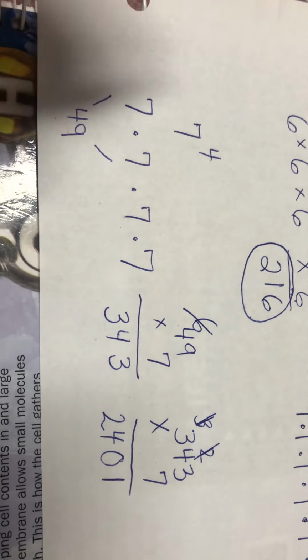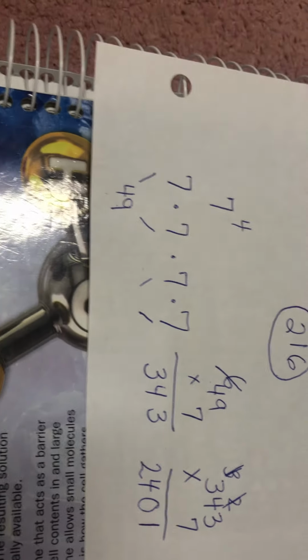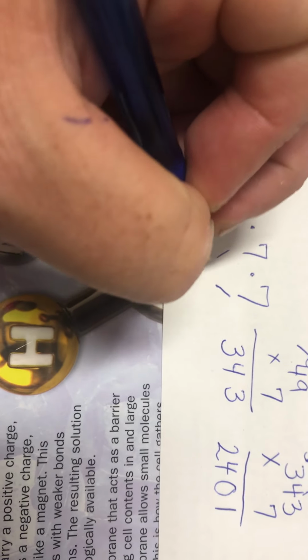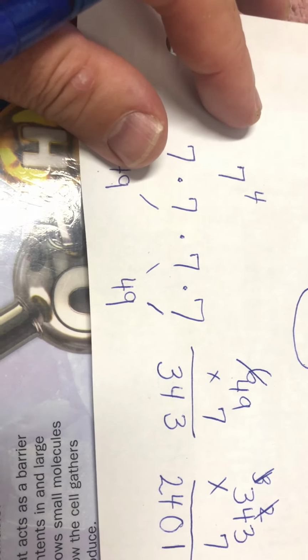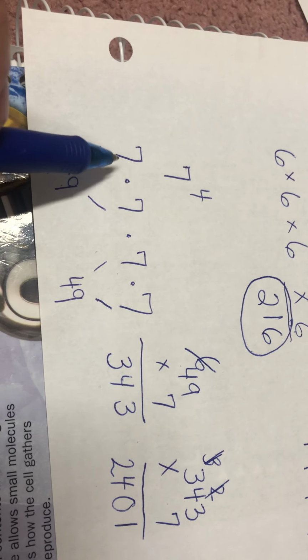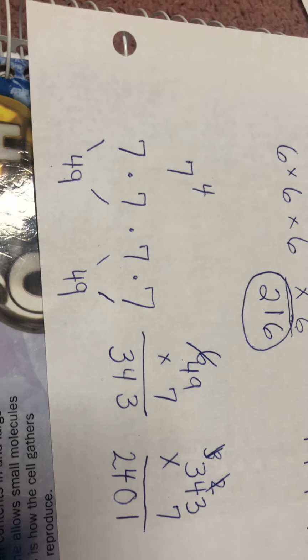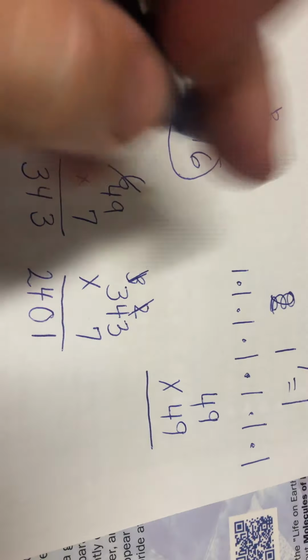But I just want to point something out in case anybody's a little pessimistic and thinks we might get a different answer. I know that 7 times 7 is 49, which means that this 7 times 7 is also 49. So if I wanted to just do one problem, I could just go and do 49 times 49, because those two 7s have a product of 49. Those other two 7s also have a product of 49. So I could come over here and do 49 times 49.